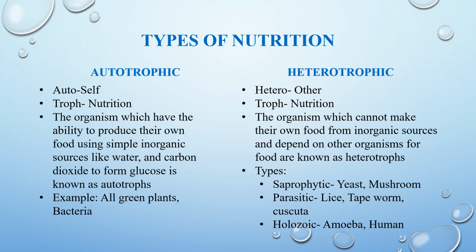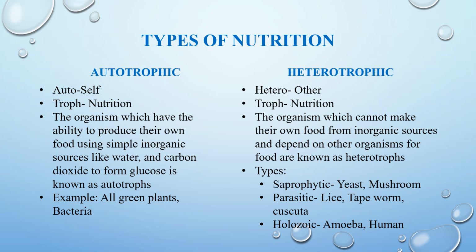Next comes parasitic nutrition. The organism which lives inside or outside the body of another organism, that other organism is said to be the host. The organism that derives nutrition from the host is known as a parasite. So this mode of nutrition is known as parasitic nutrition. For example, tick, cuscuta and tapeworm.